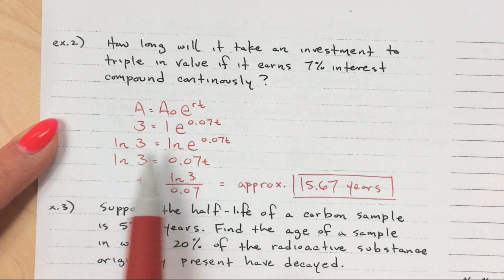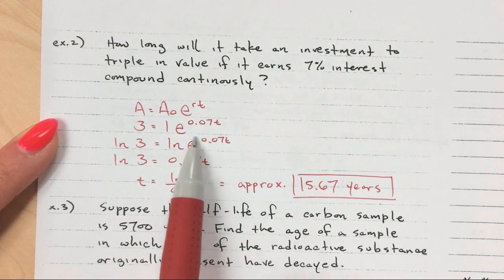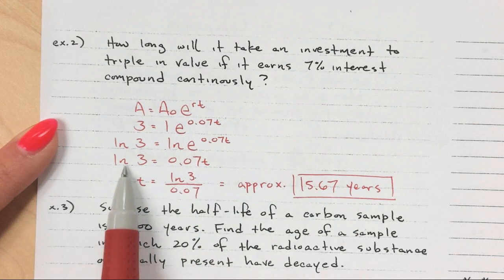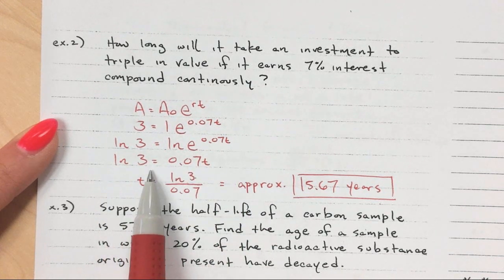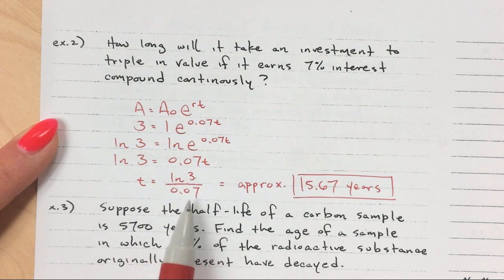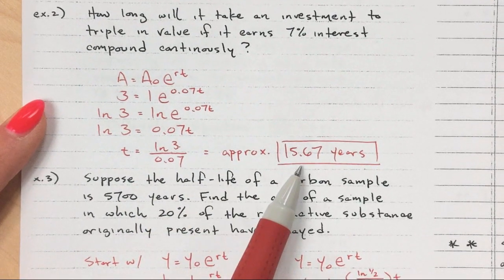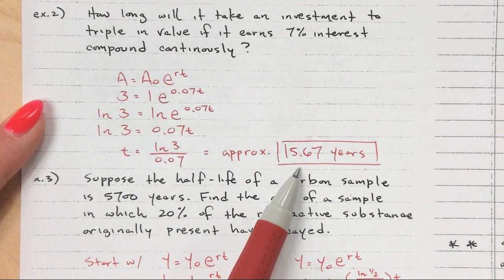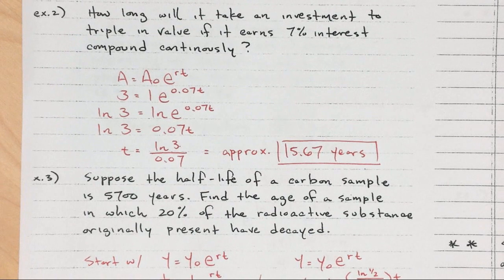You got to get that t down here somewhere. So you're going to natural log both sides. And then you can do the power rule. This comes in front. And then ln e is 1. So really, it's this equals ln 3. Divide by 0.07, and then when you put this into a calculator, approximately 16 years, something like that. So triple in value, 16 years. Okay, and then it gets to the really good stuff.